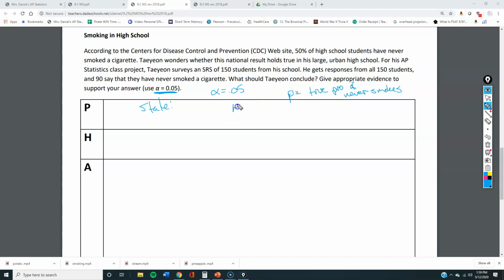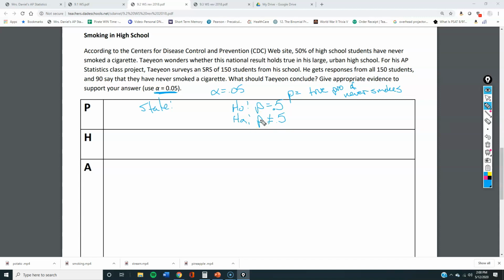Our null hypothesis. They say 50% of students have it, but Tavon thinks that his school is different. Does not hold up. All right.